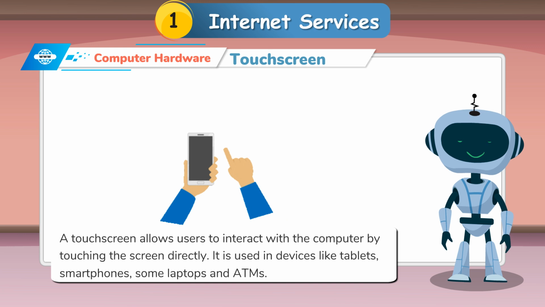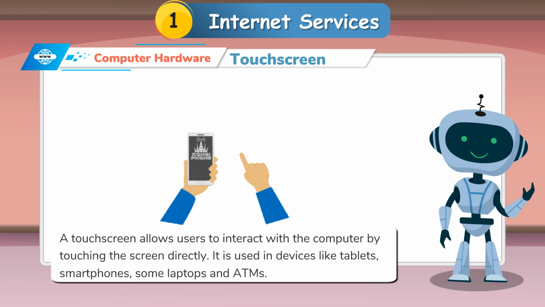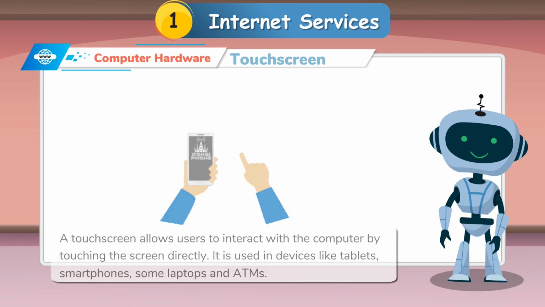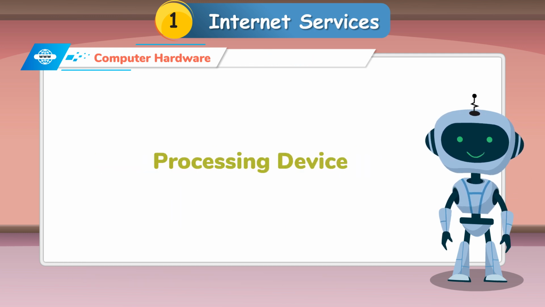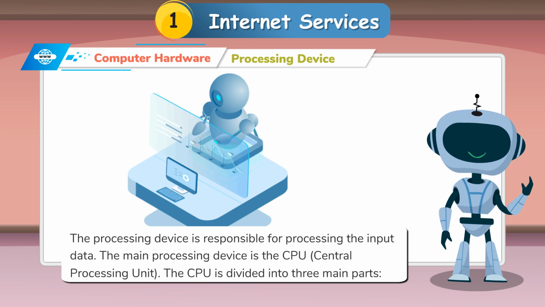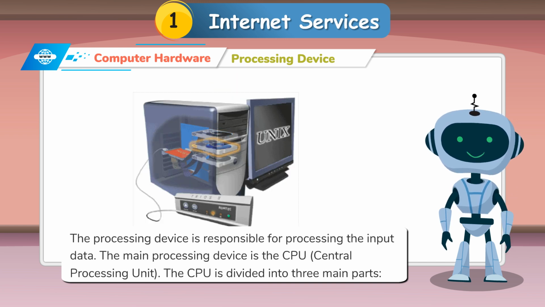Touchscreen. A touchscreen allows users to interact with the computer by touching the screen directly. It is used in devices like tablets, smartphones, some laptops, and ATMs. Processing device. The processing device is responsible for processing the input data. The main processing device is the CPU, Central Processing Unit.